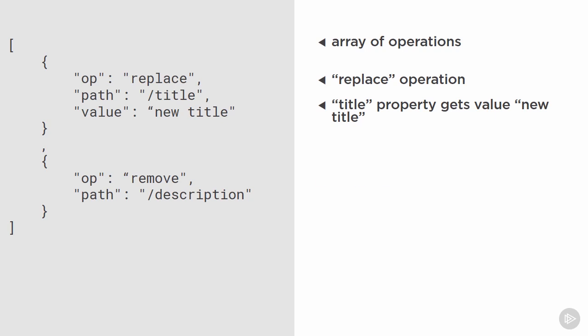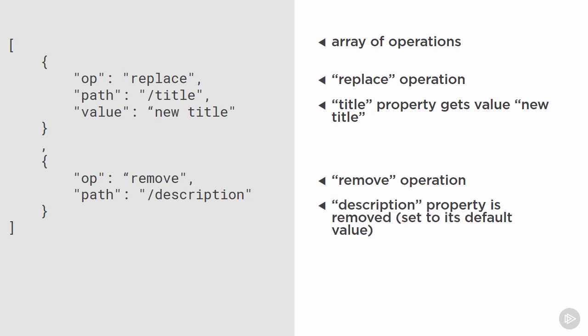The second operation removes the description of a movie. The operation is set to remove, and path is thus description. There's no value as the property will be removed. Removing for most systems means setting the field to its default value. For some dynamic systems, it can mean actually removing the property from the resource.